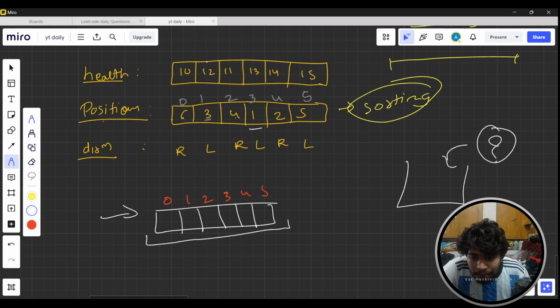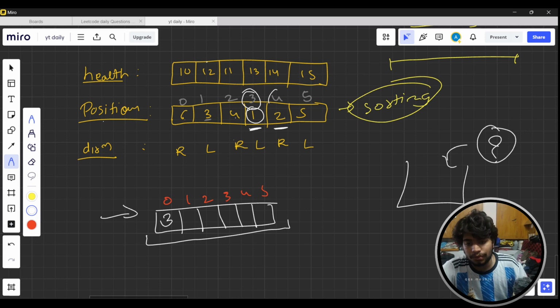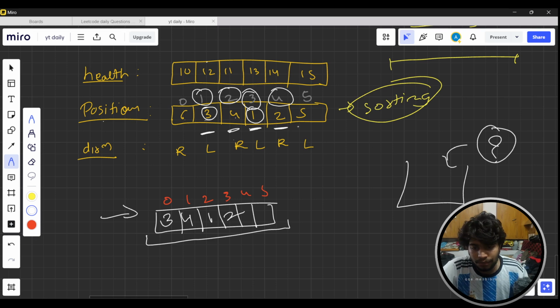So I can say the minimum is 1, which index is 3. The second smallest is 2, whose index is 4. I can just do this. Then again this is 3, whose index is 1. 4, whose index is 2. 5, whose index is also 5. 6, whose index is 0.